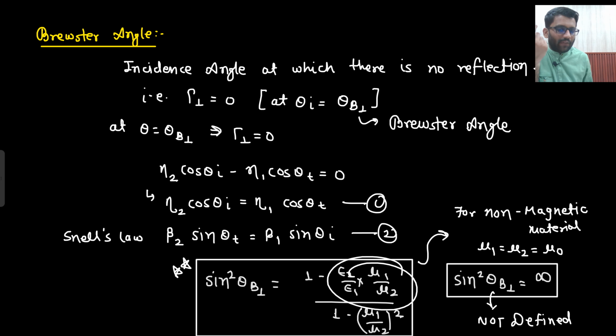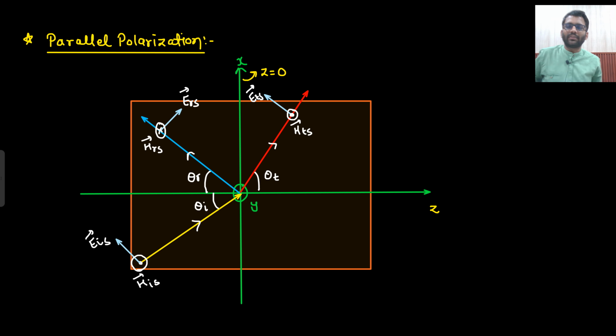How will you keep in mind epsilon 2 by epsilon 1, mu 1 by mu 2? Then certainly I will tell. Okay, once we derive the formula for parallel polarization, I will tell you how to remember all these formulas. Because if there is something to mug up, then certainly I tell you a trick so that you can keep it in mind, right? Let's go to the parallel polarization.